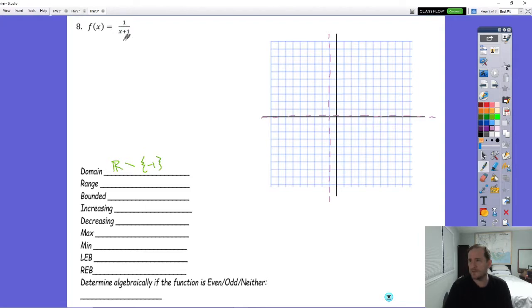We've never heard that before. But we should have a horizontal asymptote here at 0. And then from here, the graph is going to be a hyperbola. Maybe you remember that word. You should have learned about hyperbolas in geometry.